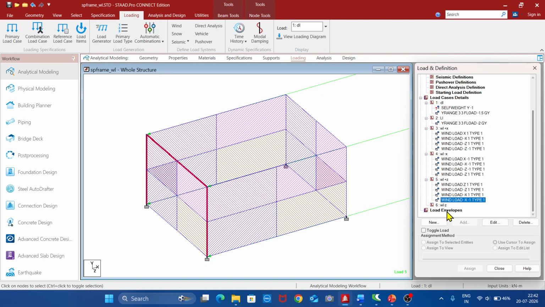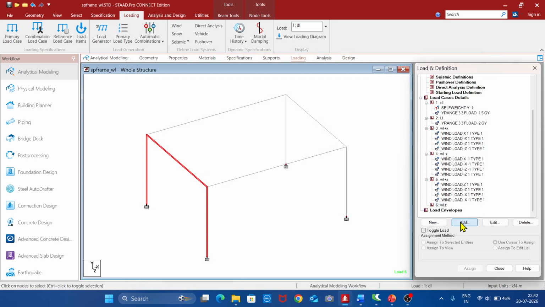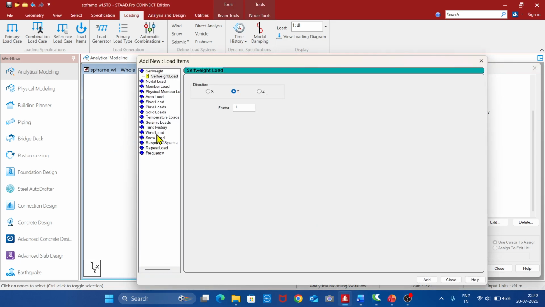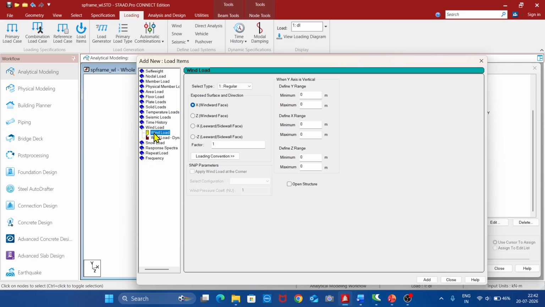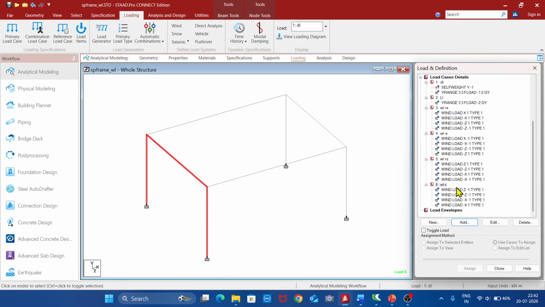Similarly, for minus z, click add, click wind load. So on the windward side, we should take minus 1, click add, and this is the leeward side, minus 1, add. And for x it should be side wall. So click side wall, minus 1, add, and for side wall plus 1, add. Click close.